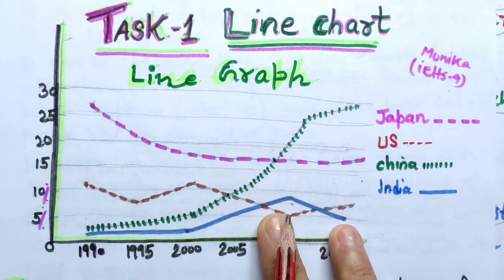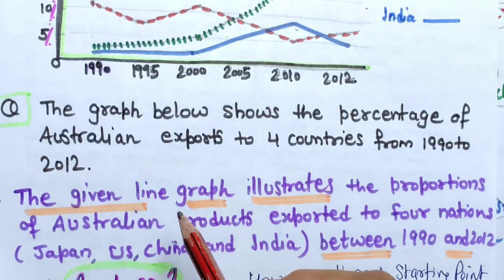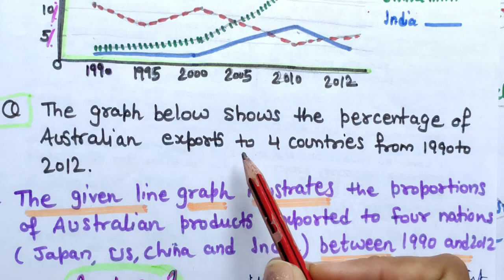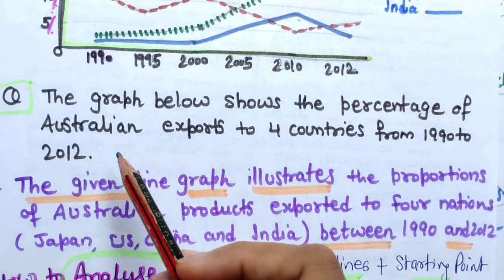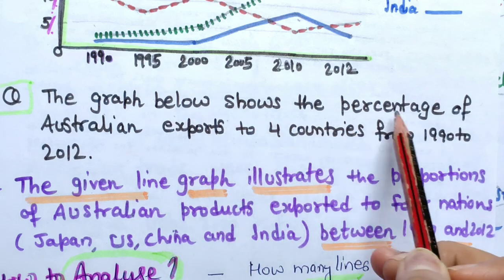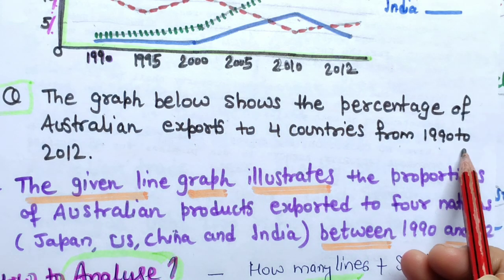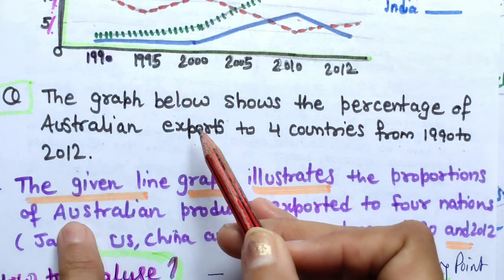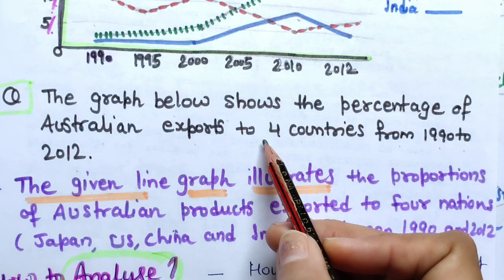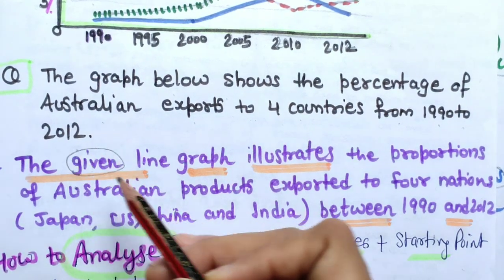Now let's write its introduction. How to write the introduction? As I told you, we have to paraphrase the question statement. That is the main thing. The question says the graph below shows the percentage of Australian exports to 4 countries from 1990 to 2012. Here, just paraphrase some words. Each and every word you should not paraphrase.